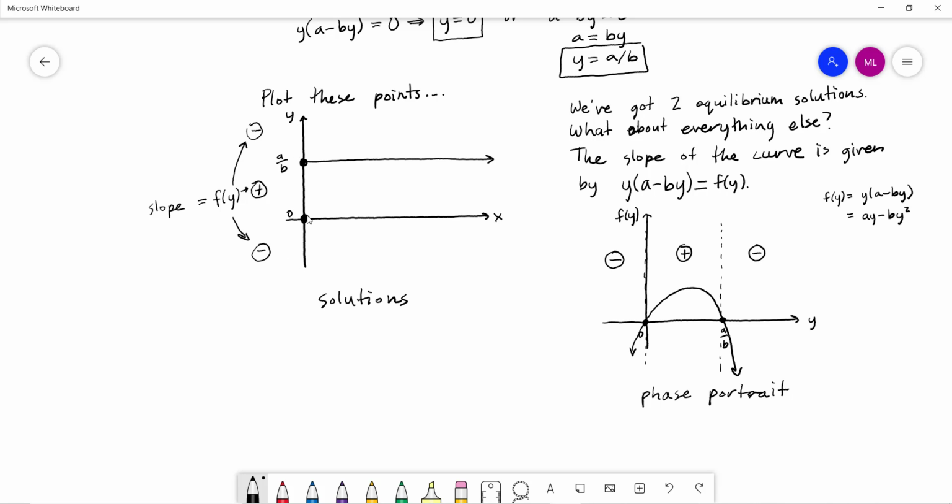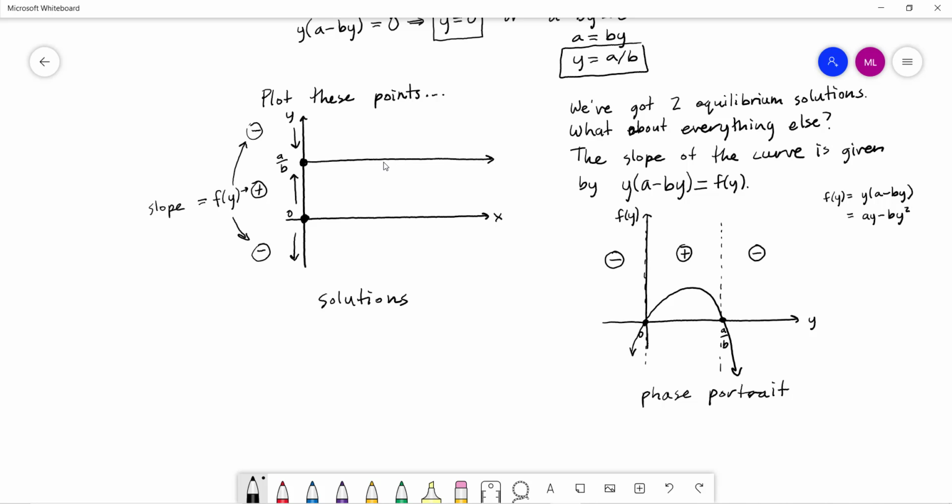I know everywhere in between here, the slope needs to be positive. That means it's going this way. It's going upwards. Everywhere up above this point, it's negative. It has to be going downwards. Same thing here. Down here, it has to be going downwards. So all of my solutions in between here and here have to have positive slopes.